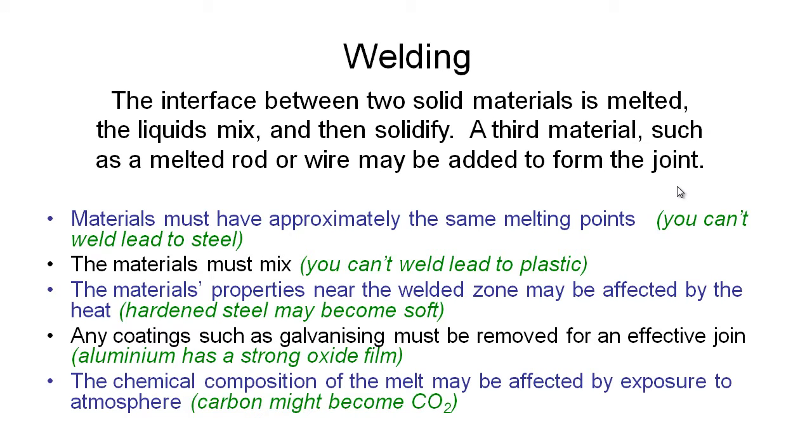We should also be aware that the chemical composition of the weld pool, the melted metals, may be affected by exposure to the atmosphere. If we have some steels with a certain amount of carbon in them, when we melt this, the carbon may come out of the steel and form CO2, so we'll have less carbon in that area of the weld than we otherwise would, and that could change the material properties in the weld. These are all things that we need to think about and keep in mind when we're designing our welds. Let's take a look at a few different practical examples of how we weld metals together.